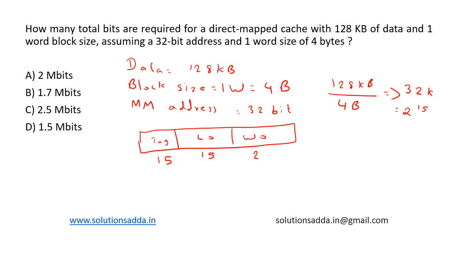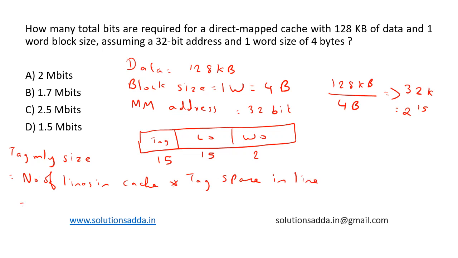Now, total tag memory size. Tag memory size can be found here. This is equal to number of lines in cache memory into tag space in the line. This is again equal to 2 to the power 15, the total number of lines in cache, into tag space, which is equal to 15. This is point number 1.